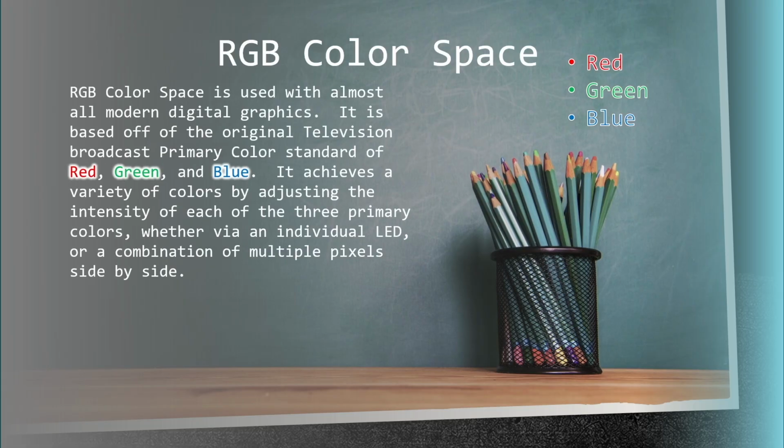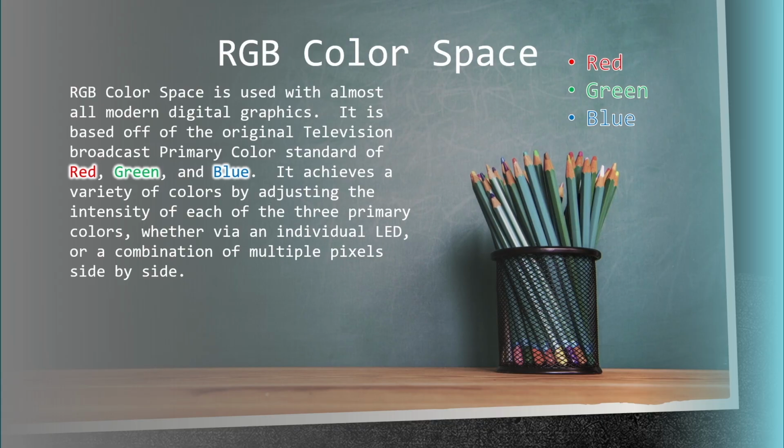So the RGB color space is used with almost all modern digital graphics. It's based off of the original television broadcast primary color standard of red, green, and blue. In school, in your art classes, we were taught red, yellow, and blue are the primary colors, and you can get all your other colors from that. In the case of TV or digital, it's actually red, green, blue. This is most apparent when you use something like a component cable with your TV. You'll notice that you have a red, a green, and a blue plug, not red, yellow, and blue.